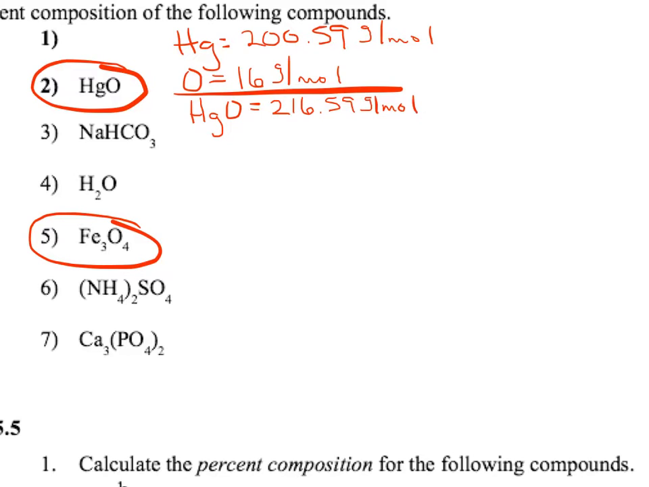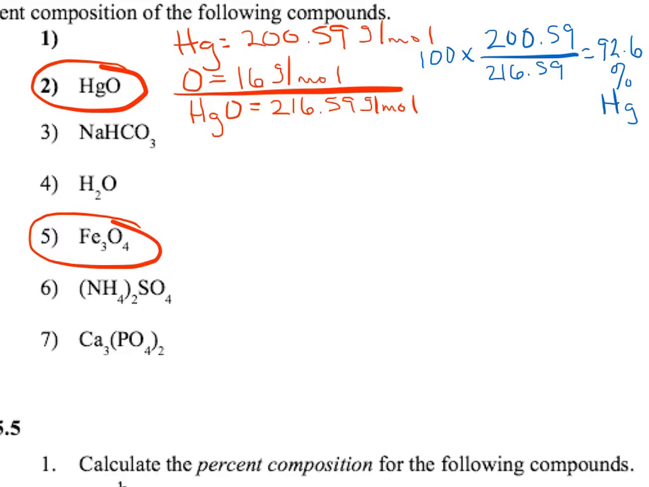So for mercury, we'll take 200.59 divided by 216.59, and we'll multiply that times 100 also to get the percent. And that will give us 92.6% mercury. Sorry, I'm running out of room there just a little bit.